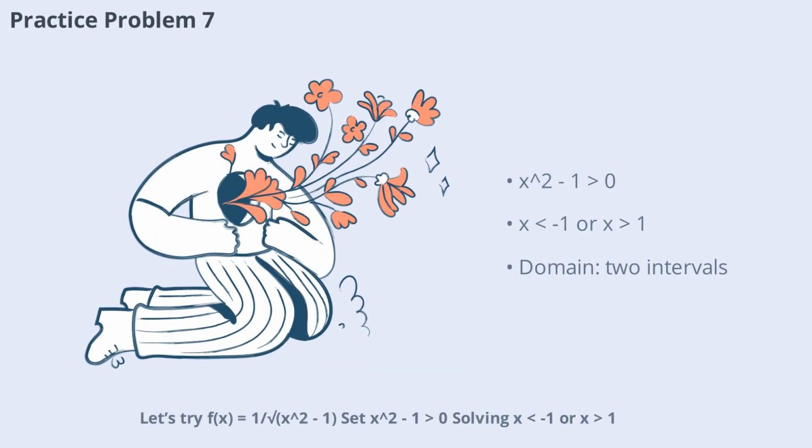Let's try f of x equals 1 over the square root of x squared minus 1. Set x squared minus 1 greater than 0. Solving, x less than minus 1 or x greater than 1. The domain is all real numbers less than minus 1 or greater than 1. This example shows how strict inequalities affect the domain.